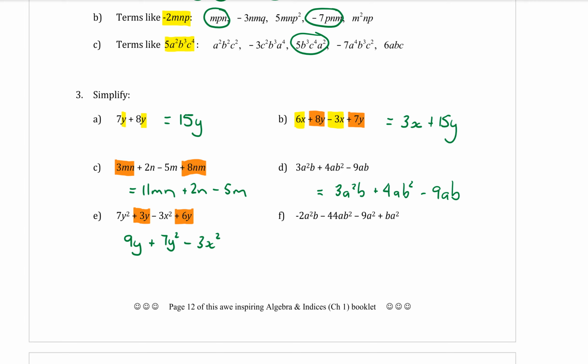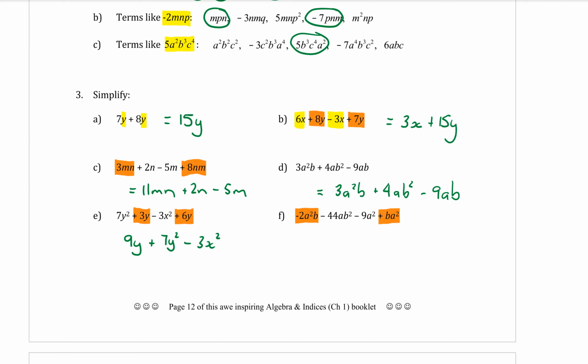Minus 44ab squared. Is there any of those? Ooh. Actually, go back to the first one. A squared b's. There is another a squared b. Look. Oh, my diagram's just gone. There it is. Yep. A squared b. That one there is actually an a squared b. It's just ba squared. Same letters, different order. Try to trick us.